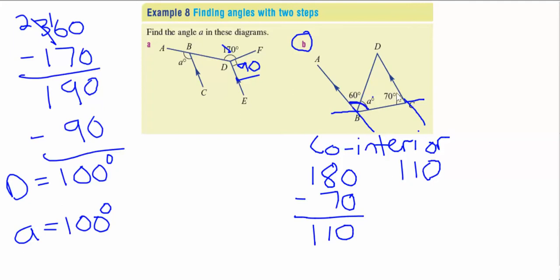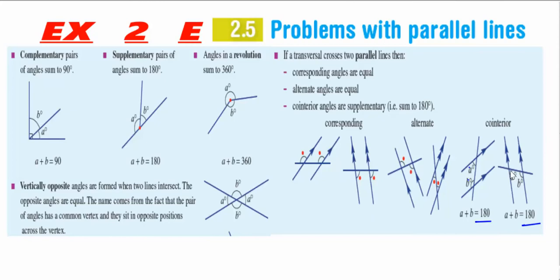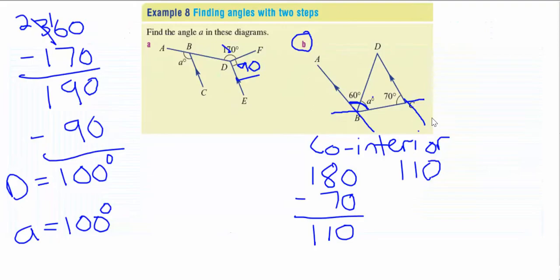So our co-interior angles have to add up to 180. We already have 70 of that, so we've got 110 left. We've got 60 of that already, so let's take 60 away from 110. 0 take 0 is 0. 6 take 1, can't do that. Borrow that from there, gives us that. 11 take 6 is 5. So A has to equal 50 degrees.